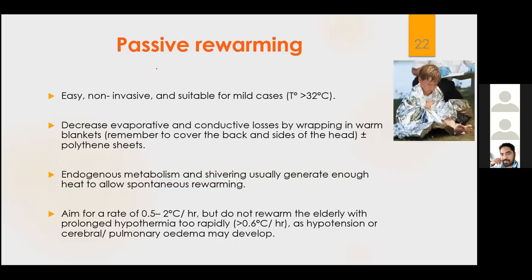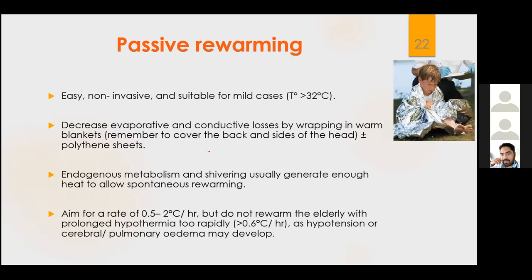So what are the methods of passive rewarming? It is easy, non-invasive and suitable for mild cases of hypothermia, where the temperature is more than 32 degrees centigrade. The basic principle is that it decreases evaporative and conductive losses by wrapping the patient in a warm blanket. If you don't have a space blanket, a polythene sheet should be good enough to reduce heat loss by radiation.